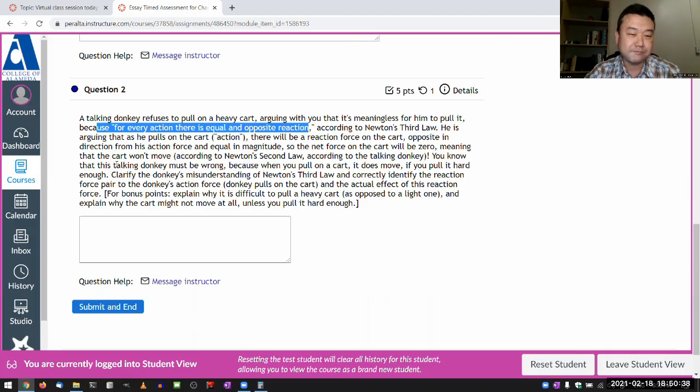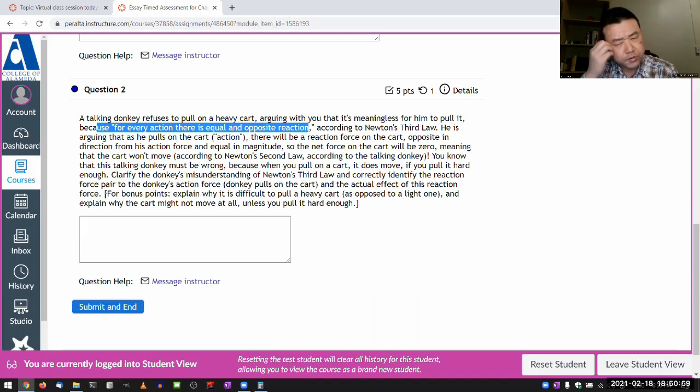You know that this talking donkey must be wrong because when you pull on a cart, it does move if you pull it hard enough. Clarify the donkey's misunderstanding of Newton's third law and correctly identify the reaction force to the donkey's action force, donkey pulls on cart, and the actual effect of this reaction force.